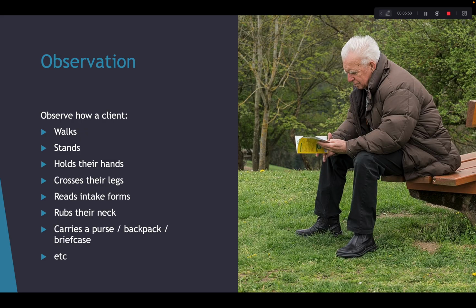See how they cross their legs. Maybe they're filling out their form or they're in the waiting room and you notice that they are crossing a certain leg. Chances are that is a repetitive motion that they do often when sitting. You might want to watch how they read or fill out their intake forms. So just that posture. You might notice they're rubbing their neck or rubbing an area that might hurt.